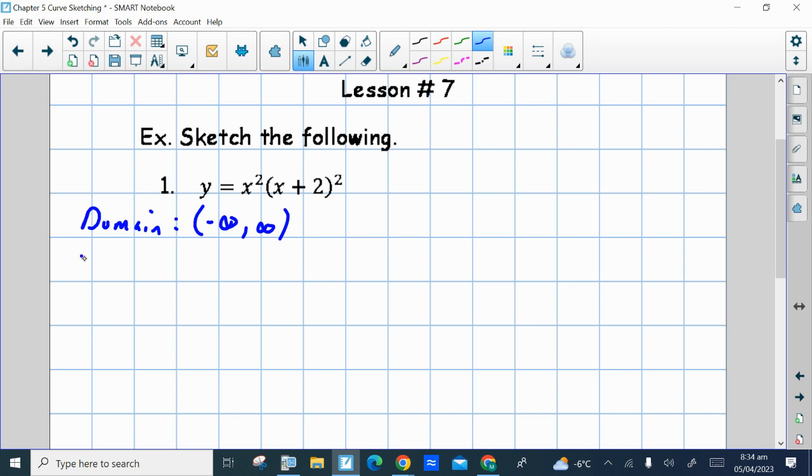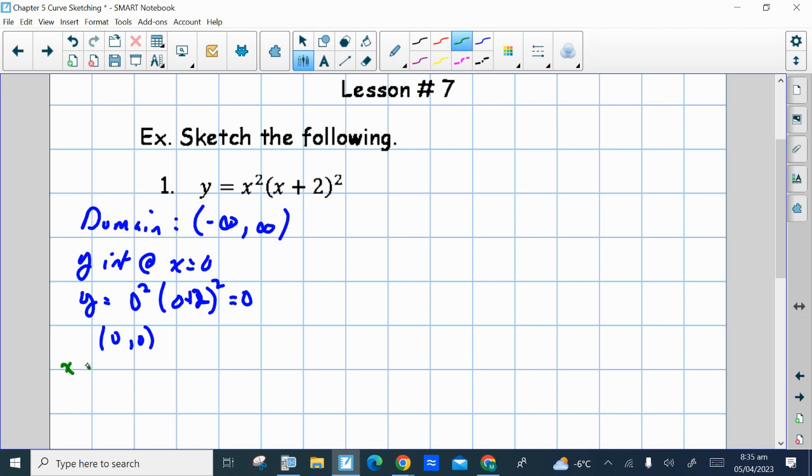We can find our y-intercept by letting x equal 0. So that will give us 0, because the first factor will be 0 squared. Doesn't really matter what the second factor works out to. So this graph will go through the origin. That will also be one of our x-intercepts, but that's not the only one.